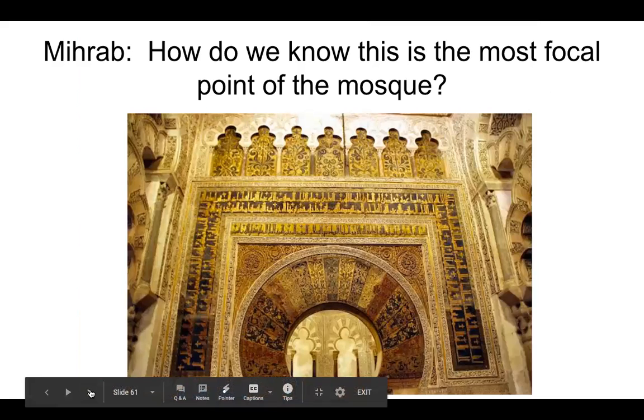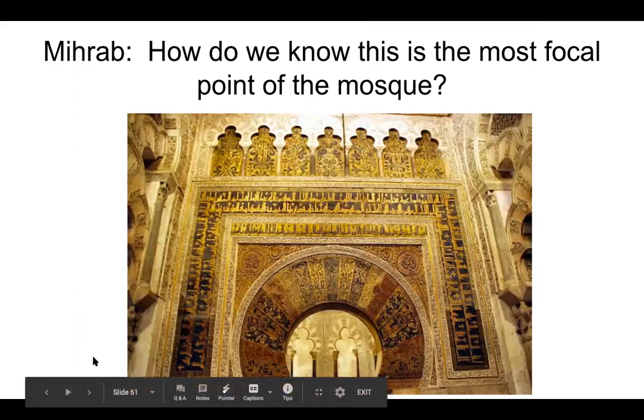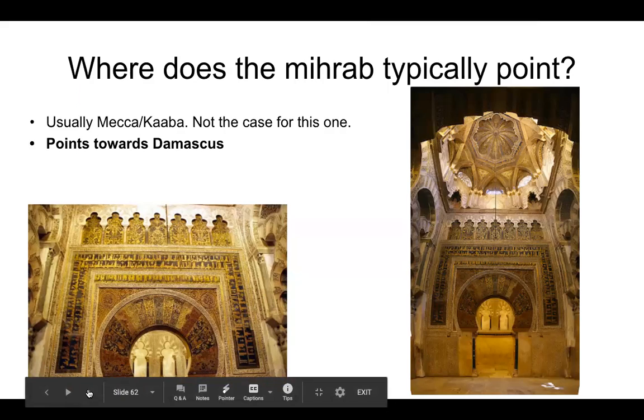Right? So as you move towards the mihrab, all the decoration gets fancier, right? It gets much more complex, and that lets us know what the focal point is. So this one points to Damascus rather than Mecca.